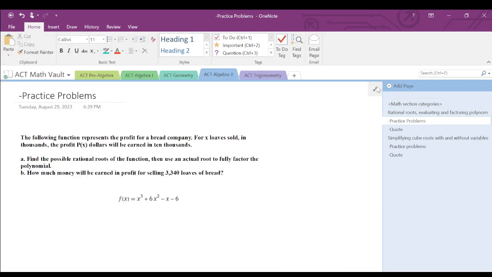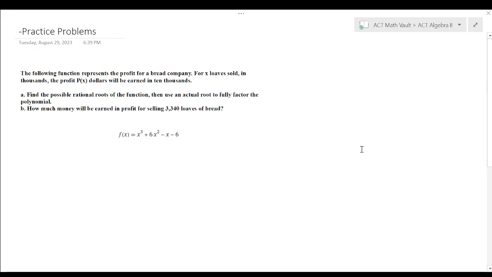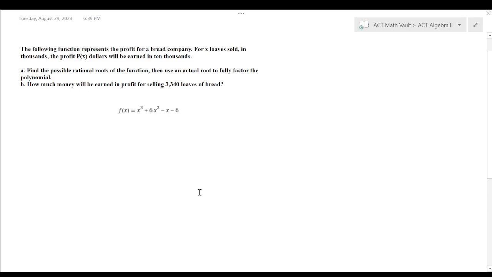So in terms of practice, try this one. Right off the bat, you could use factor by grouping to factor this, but try to use the actual roots to fully factor the polynomial. Why don't you pause the video and I'll show you the answers.